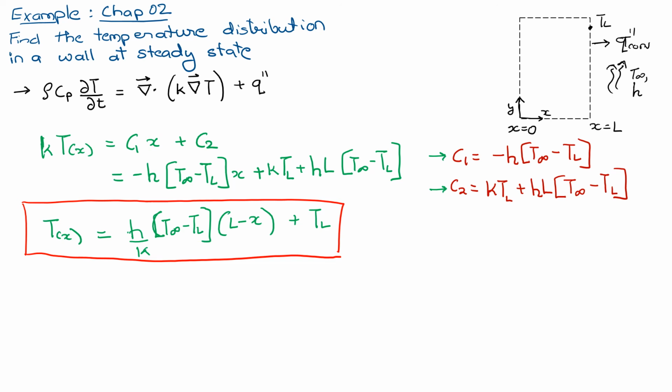So let's test if this equation is correct. So at x equal to L, we should get temperature as TL. If you put in x equal to L here, this term will go to 0, and your T of x will be equal to T of L. So it checks out. So this is how you solve for temperature distribution using the given boundary conditions and assumptions.